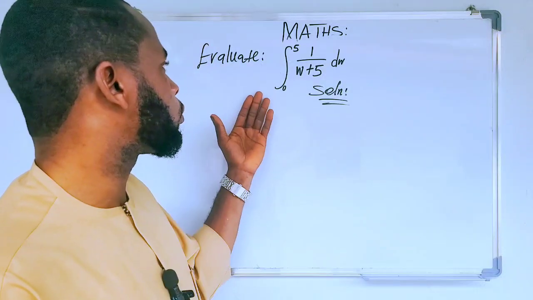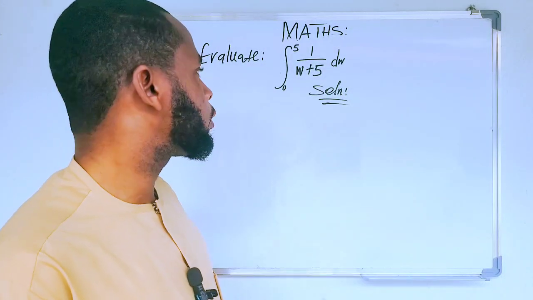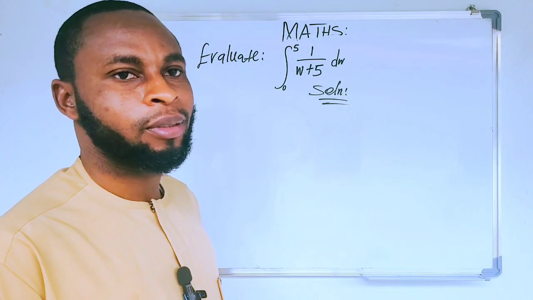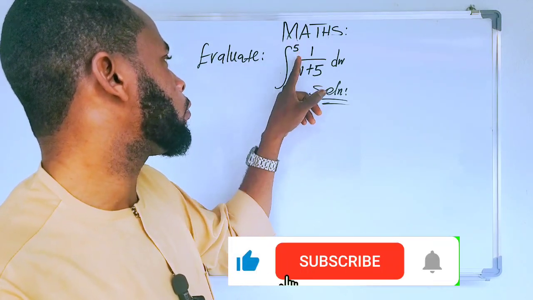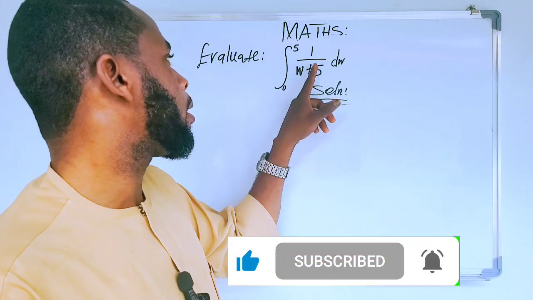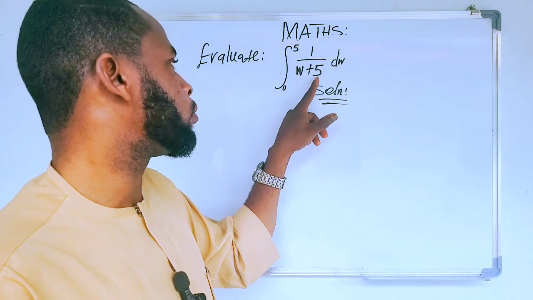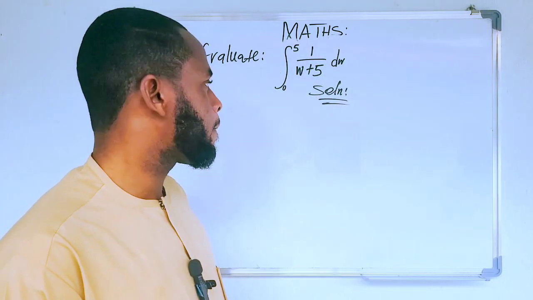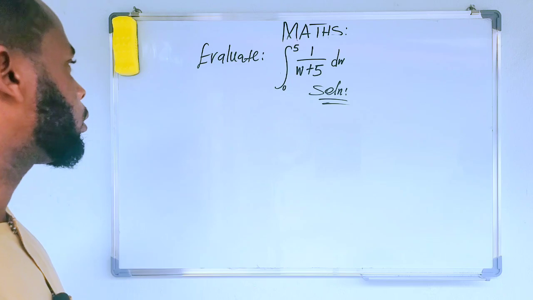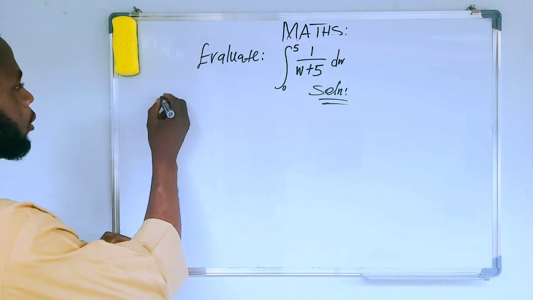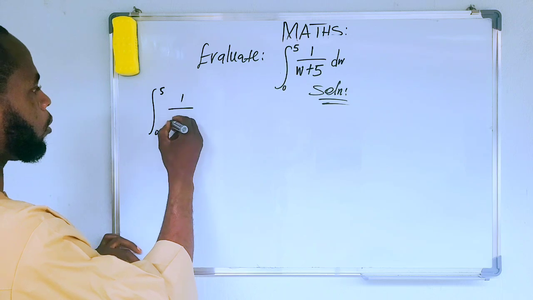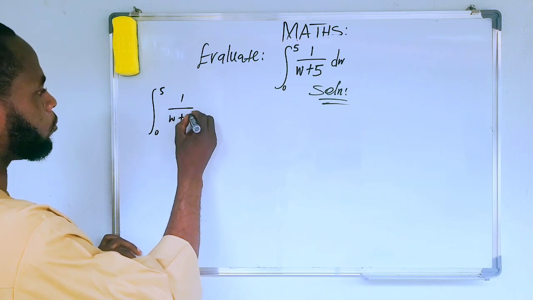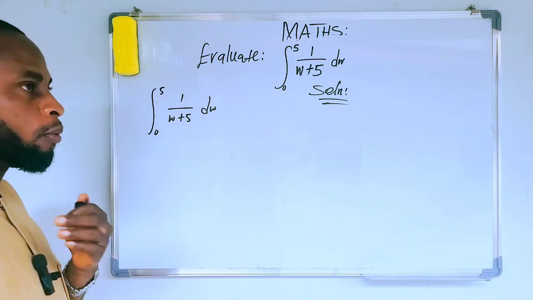I'm going to teach you how to evaluate this indefinite integral here on the board. We have this integral with upper limit 5 and lower limit 0 of 1 divided by w plus 5 dw. Now to have a solution, I bring the question down here. We have this integral of 1 divided by w plus 5 dw.